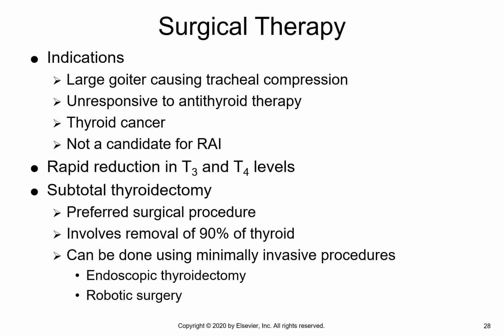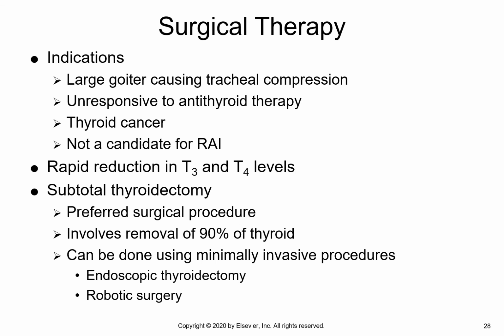So, indications for surgical therapy. A thyroidectomy is done for those who have 1, a large goiter causing tracheal compression, or 2, a lack of response to the antithyroid therapy, or 3, thyroid cancer. Surgery may be done when a person is not a candidate for RAI. One advantage that thyroidectomy has over RAI is the more rapid reduction in T3 and T4 levels.